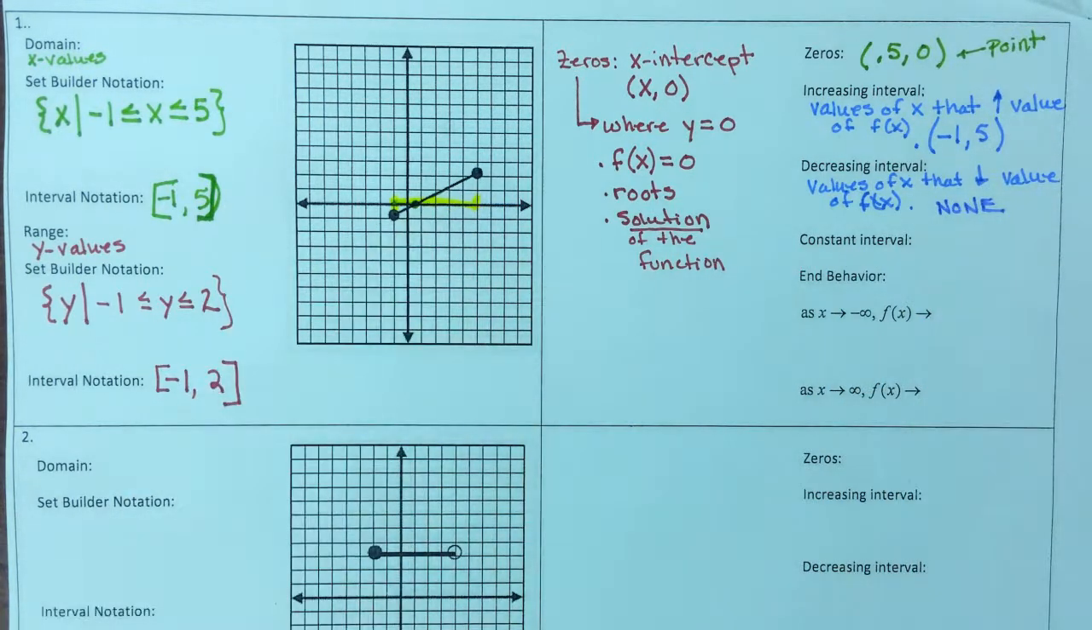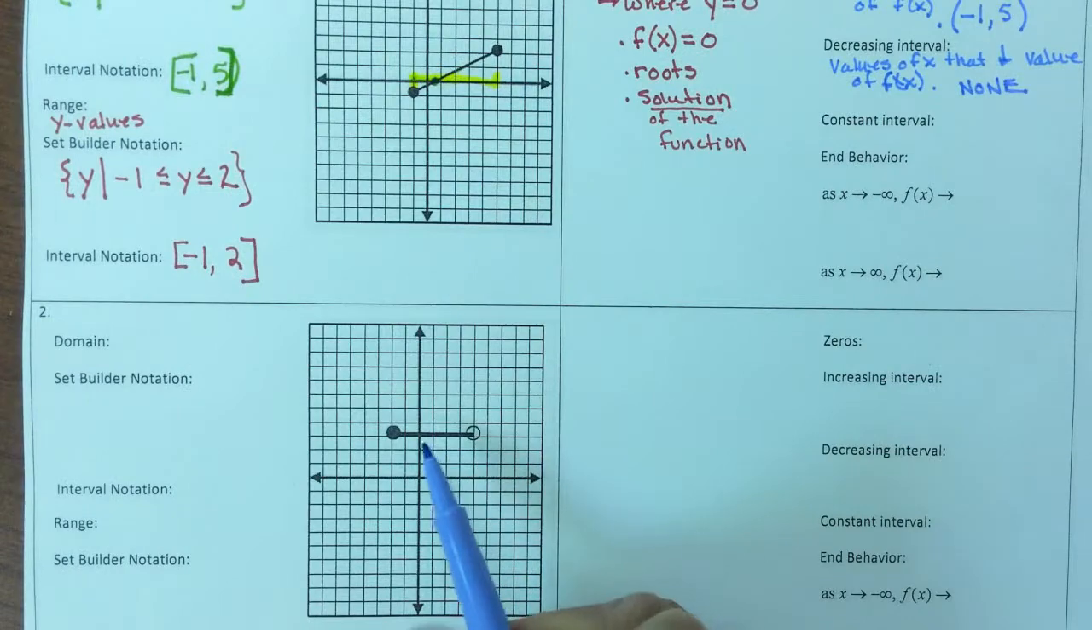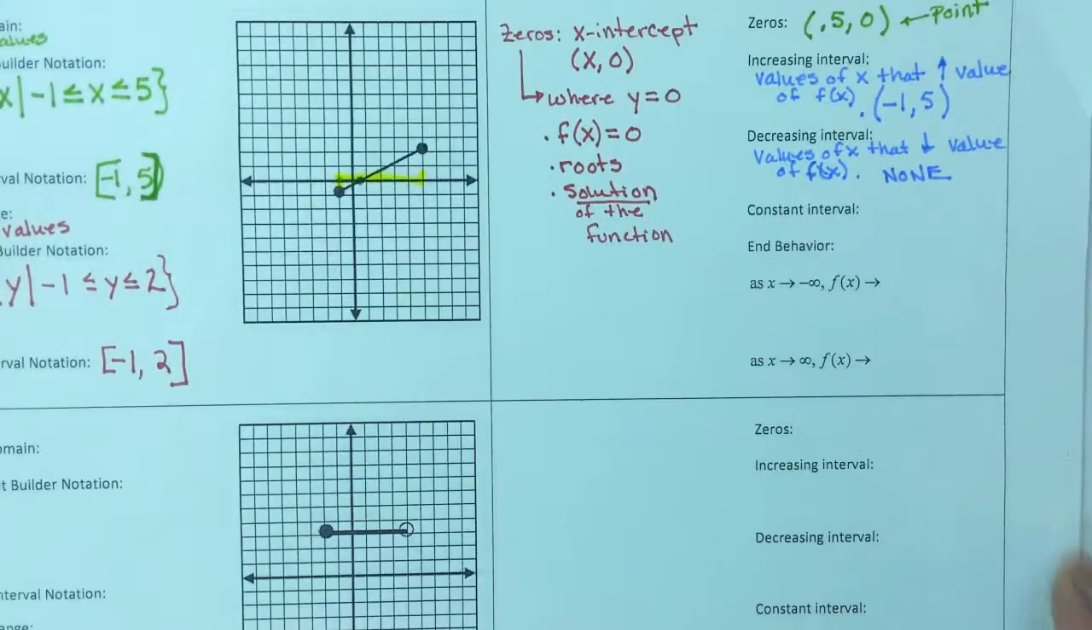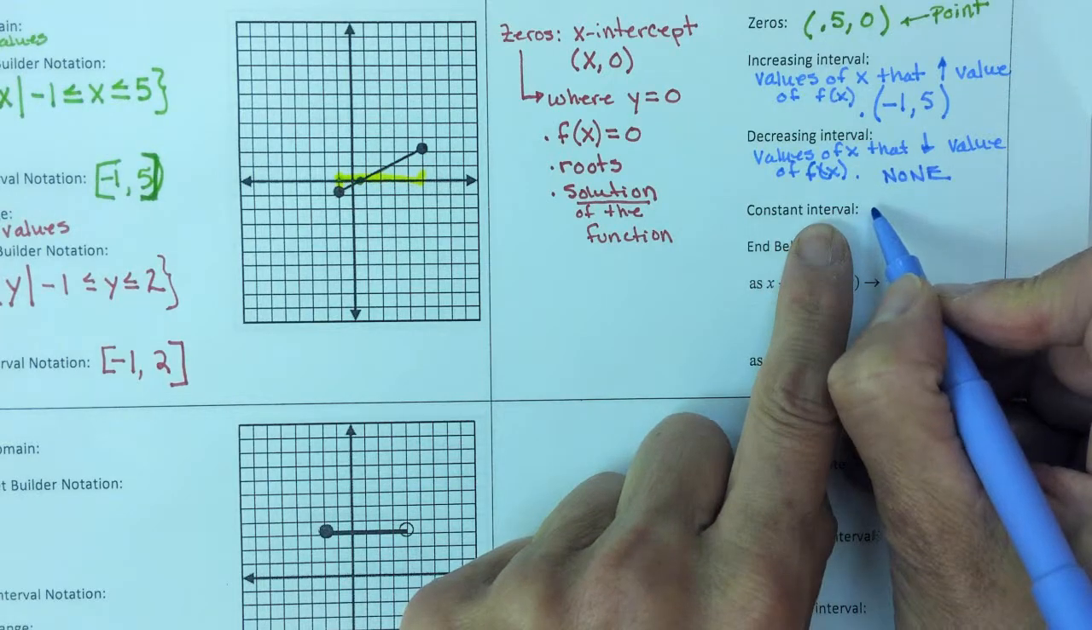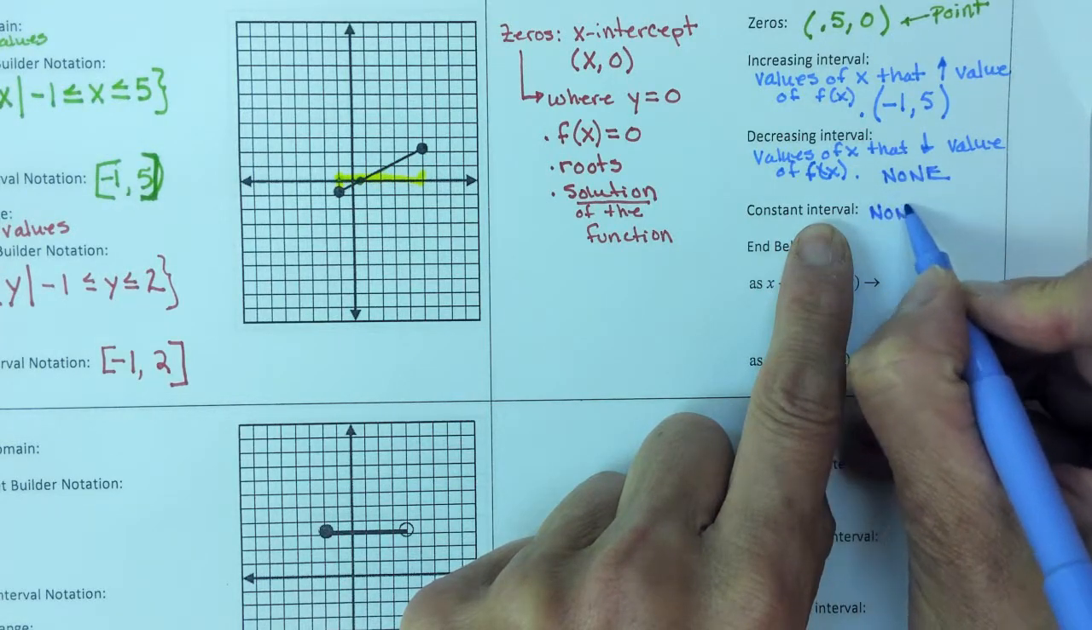Constant interval would mean that there's no increase and no decrease. And I'll let you know that this example down here is constant. It doesn't increase, it doesn't decrease. So in this case, this is none.